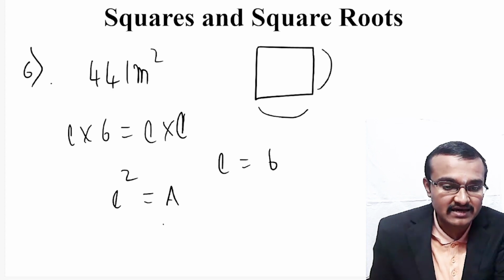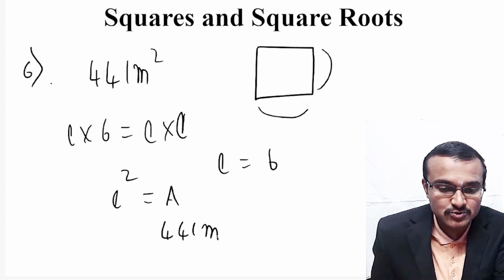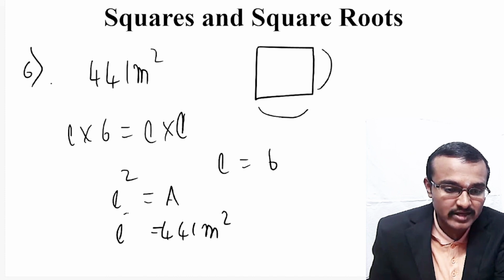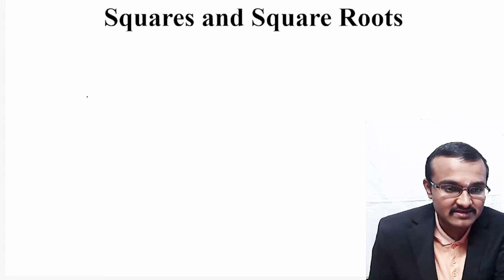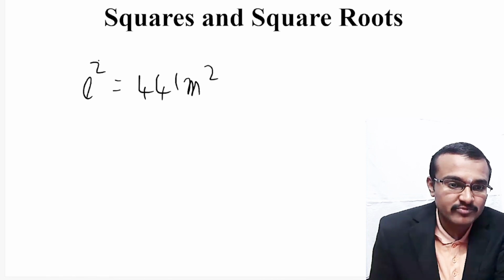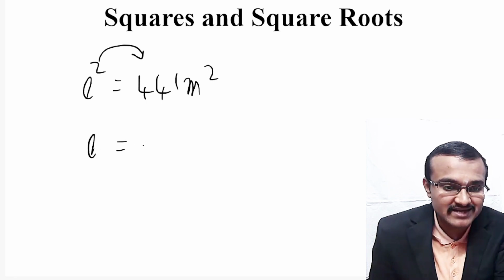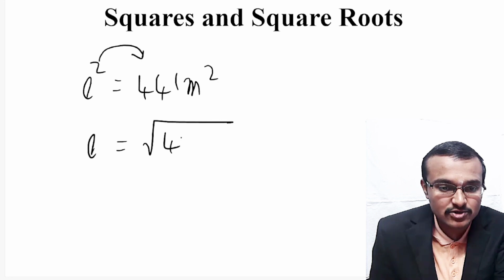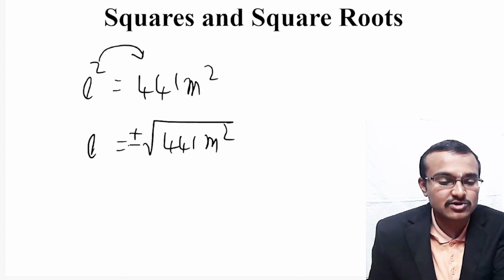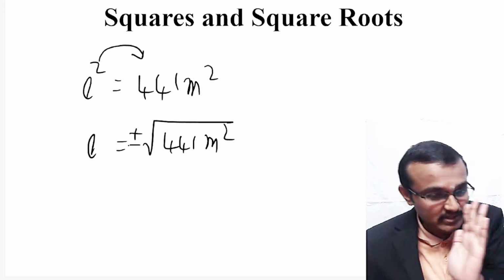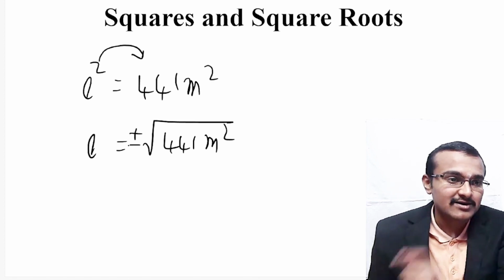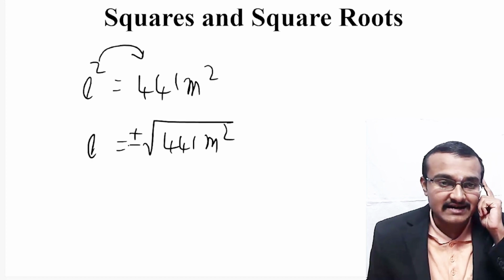Here they have given the area, that is 441 meter square, and here they have given L square. So now you should find the length. So L square is 441 meter square. When you bring this square to the RHS, it will become a square root, so the square will be gone. So L is equal to the square root of 441 meter square. Whenever you transform that to the RHS, it will be plus or minus square root of 441.